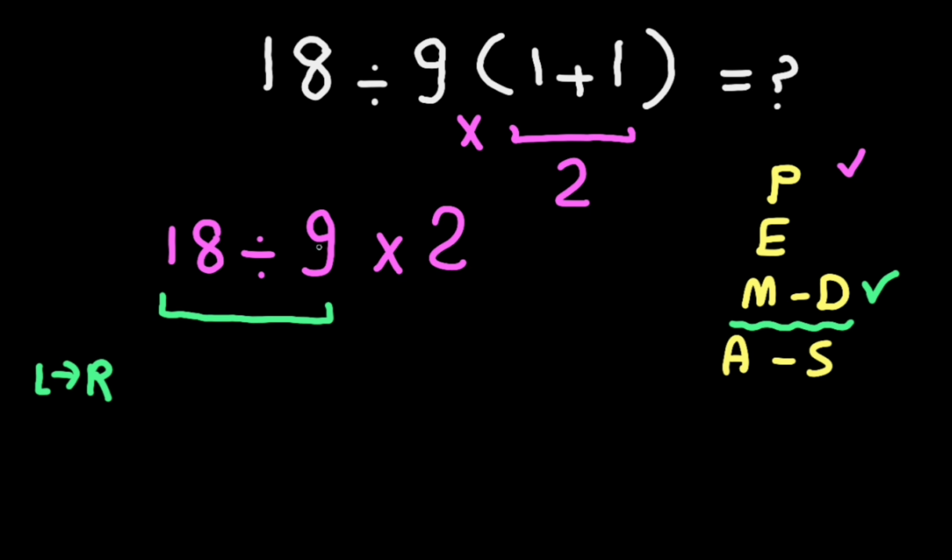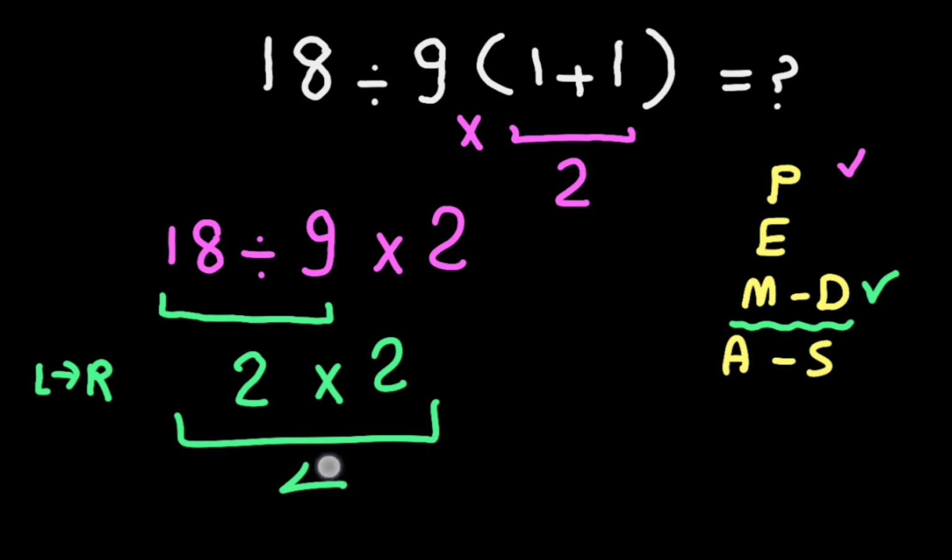18 divided by 9 equals 2. And now 2 times 2 equals 4. So our final answer is 4.